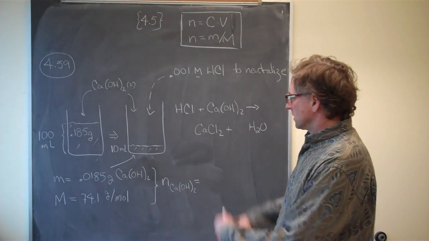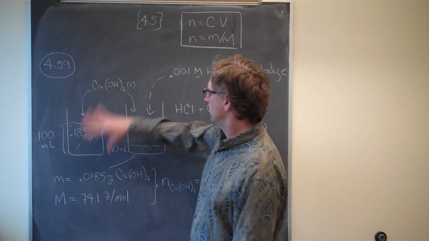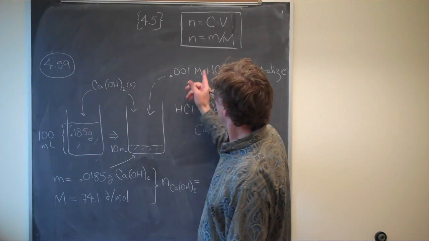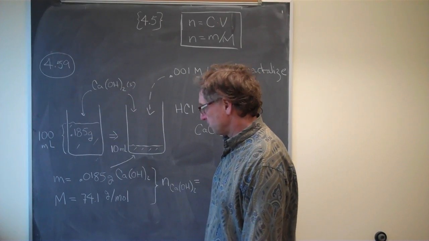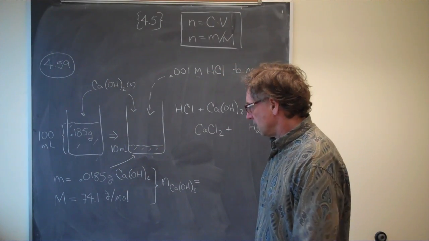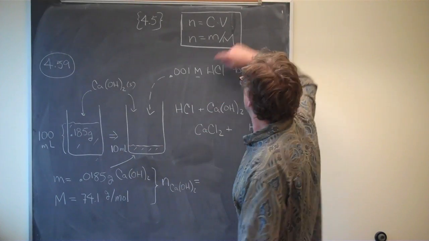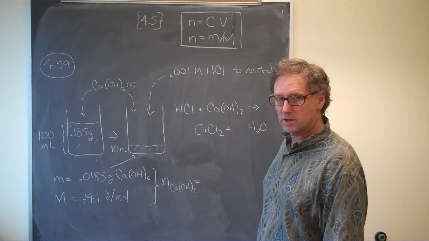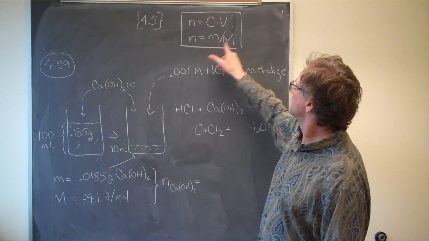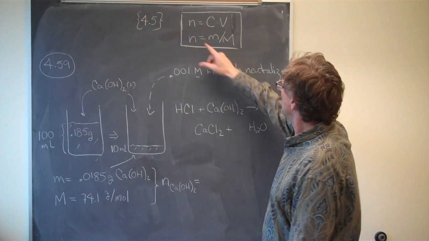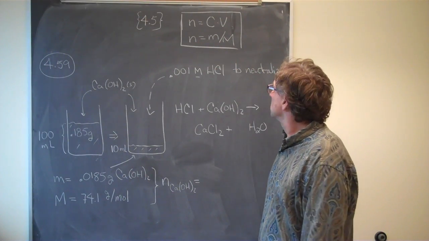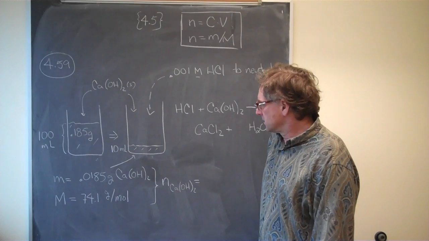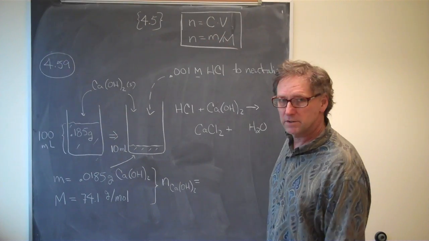Now what's going to be pretty important is that I have to find out how many moles of calcium hydroxide I have so that I can figure out how many moles of hydrochloric acid I have to use to neutralize that. So there's a couple of equations that are going to be pretty important. This one here is the solute equation: the number of moles is equal to concentration times volume. That's for solutes. And this is another one, for if I have a pure substance: the number of moles would be the mass of a substance divided by its molar mass, typically grams over grams per mole.